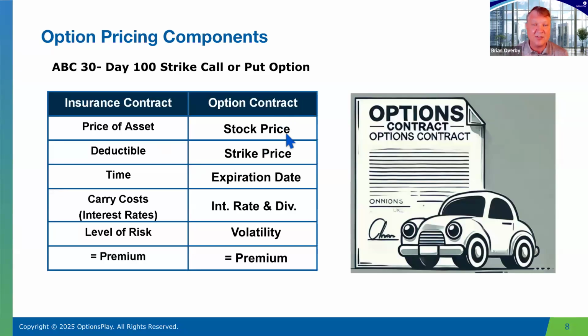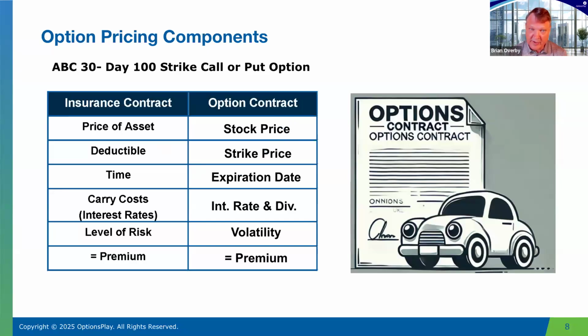If I have a stock that's trading at 105 in our instance here, then you've got more risk than a stock that's trading at $10. 105 could go all the way down to zero. If it's trading at $10, it could only go down to zero. That can only move 10 points. So that's going to get reflected in the option price and the option contract.